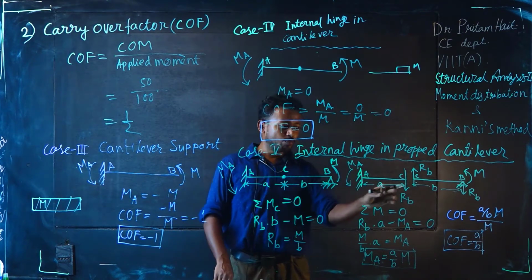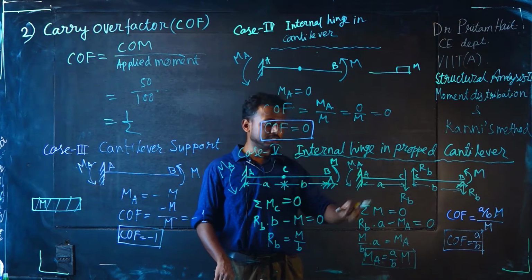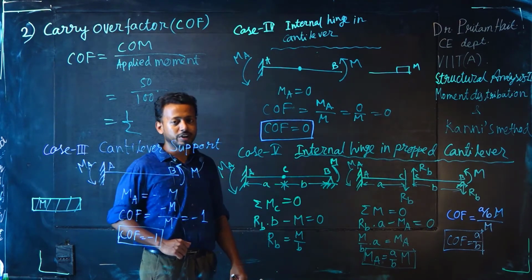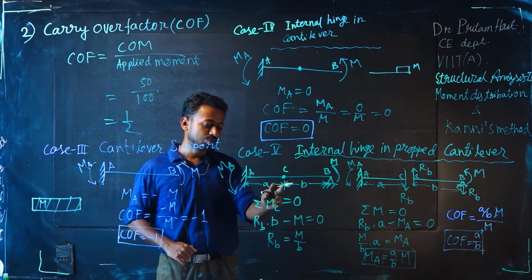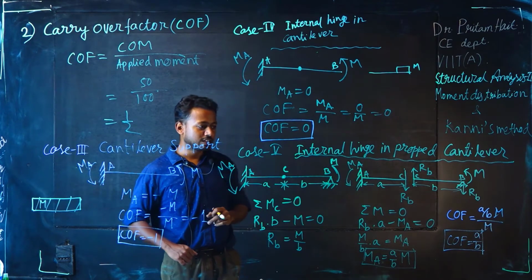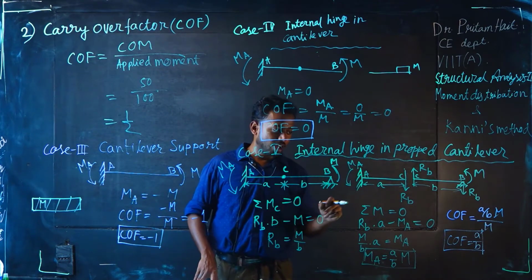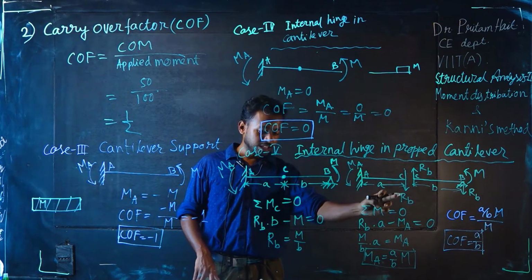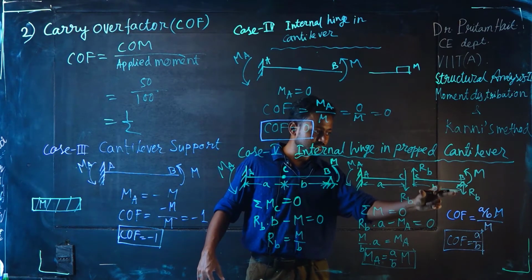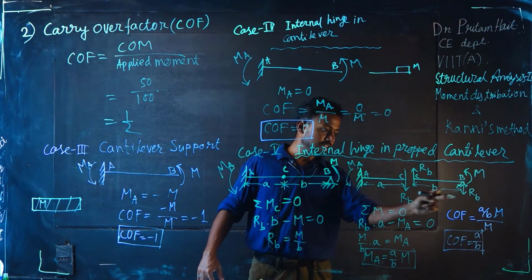Now the moment at C point will be 0 because this is an internal hinge. So the bending moment will be 0 at this hinge point. So sum of MC will be 0. Now if you take the moment, consider this portion, the CB portion. This is RB into B.